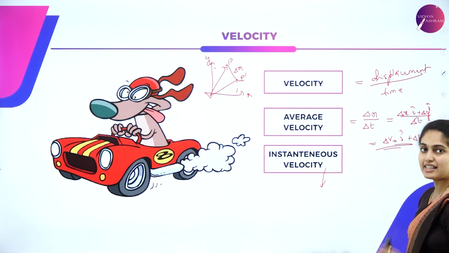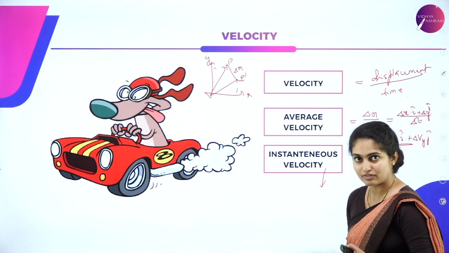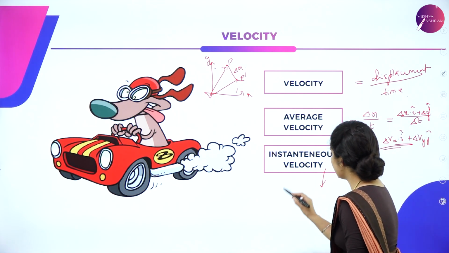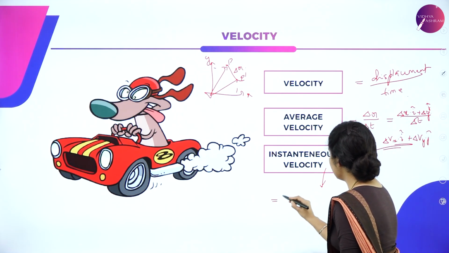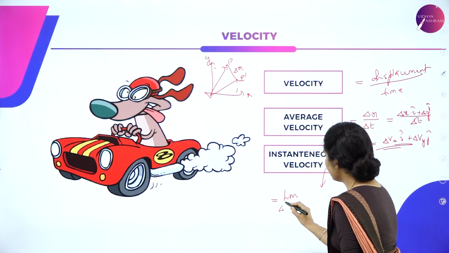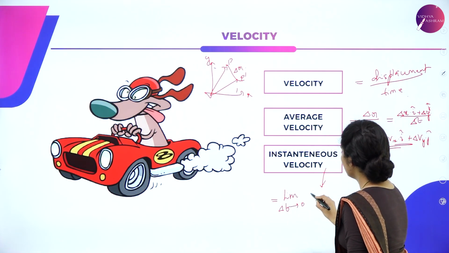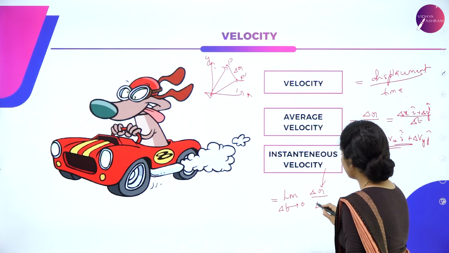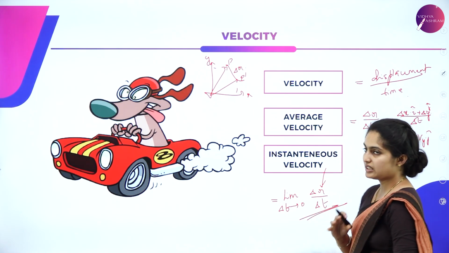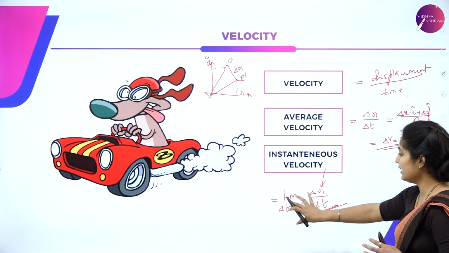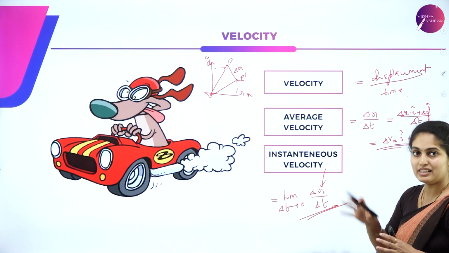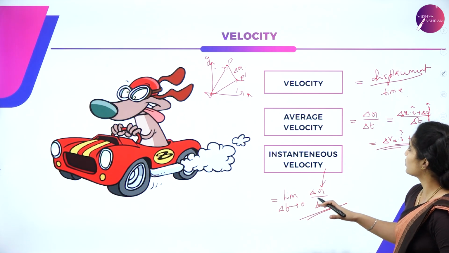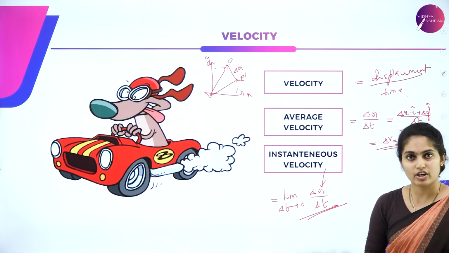Instantaneous velocity means velocity at a certain instant of time, which is given with respect to a limit. Instantaneous velocity can be defined as the limit as delta t tends to 0 of the rate of change of displacement with respect to time. At a certain instant of time it is calculated over here, so there is a limit. So this is all about velocity.